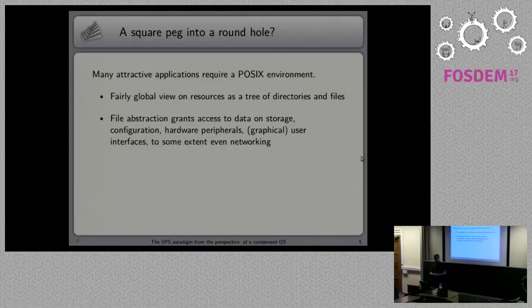One first big property of the system that must always be there is that the application has a fairly global view on the resources of the system. It always expects that there is a global tree of directories and files where the resources of the system can be accessed. And those resources are also very different in nature. It's not only the data on the storage, the files we know of, like pictures or emails. It's also configuration data that is in files, and to some extent also hardware peripherals are accessed via files. And even the graphical user interface is based on a file-based access to its resources.